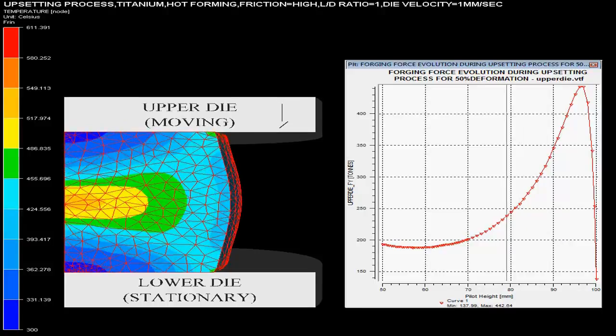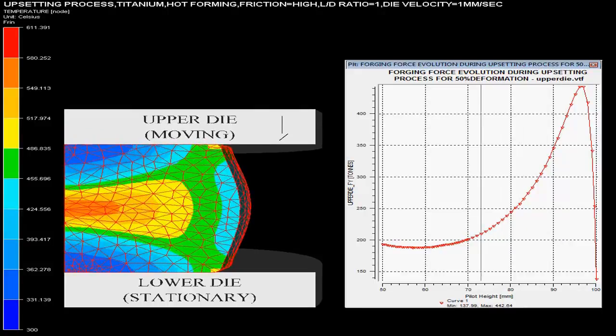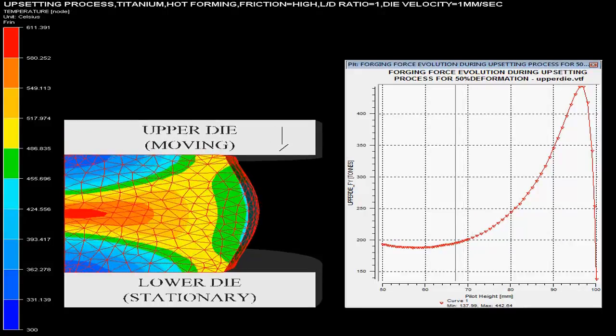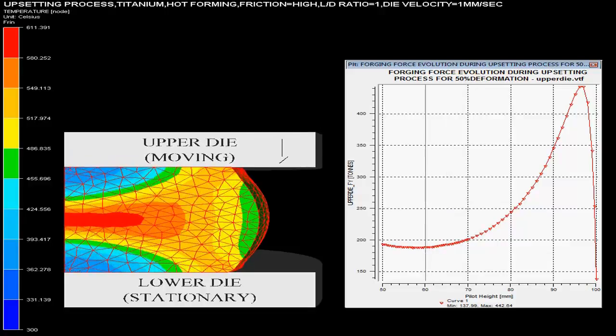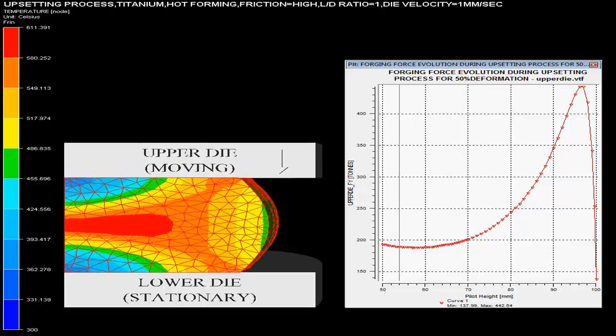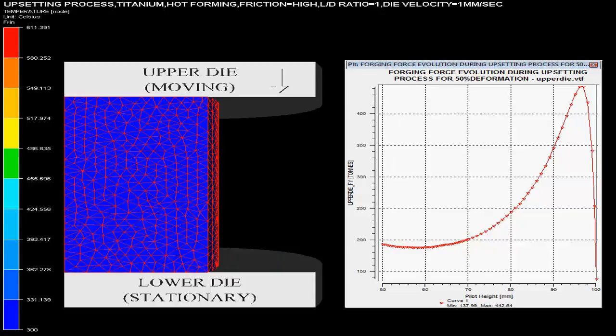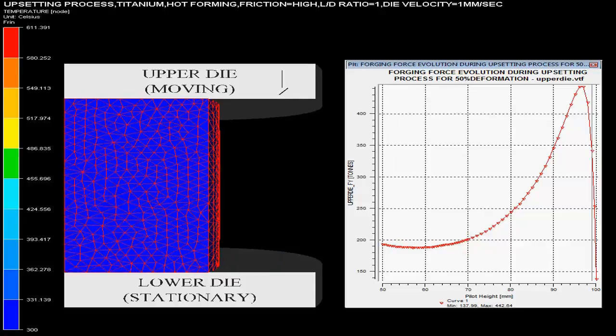Here, one can observe that the forging process requires two dies, one bottom and one upper die. The bottom die is rigid and it is not moving. On the other hand, the upper die is moving in the downward direction.